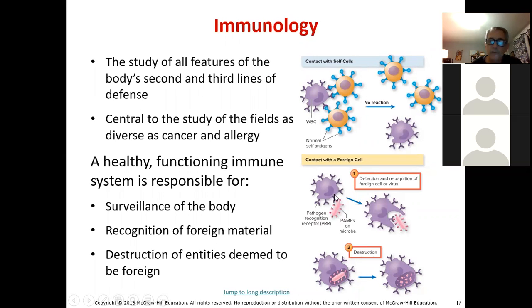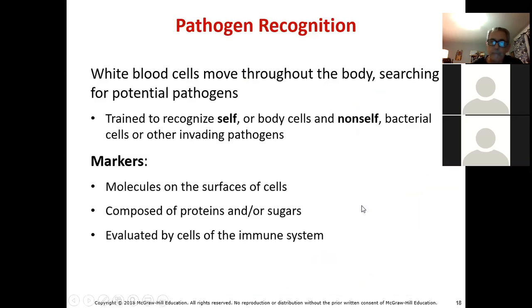Now, this doesn't involve an immune memory response, but it does involve recognizing self from non-self. And it's fairly specific in the one sense that it's recognizing something as being foreign. But this phagocytic cell will not have any memory of this. White blood cells move throughout the body searching for pathogens. They are trained to recognize self.